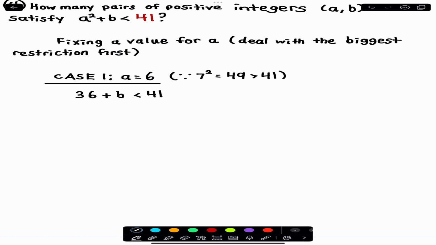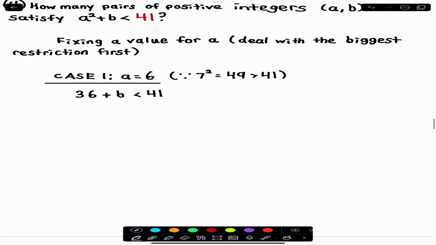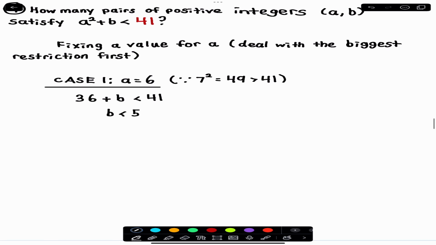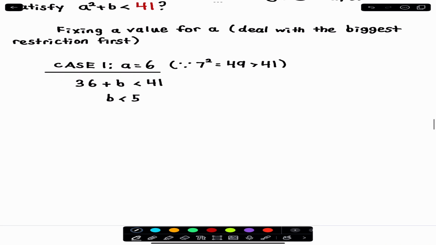Now, if we set a equal to 6, we're going to get this inequality. Move everything over to one side. This means b has to be less than 5. And because b is a positive integer, that means there are 4 possibilities for the value of b. This means b can either be 1, 2, 3, and 4.